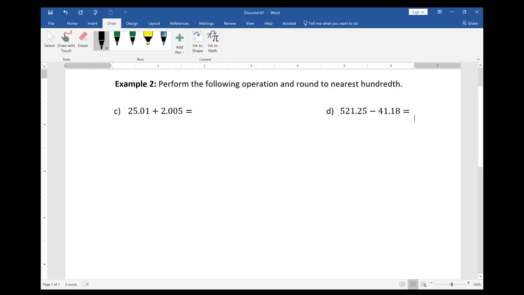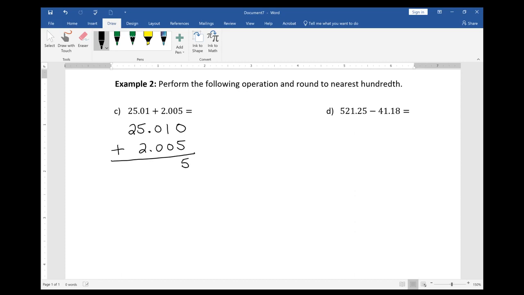Example C, 25.01 plus 2.005. So 25.01 plus 2.005. I will go ahead and add an extra 0 here. That way my digits line up nicely. And we do the addition.